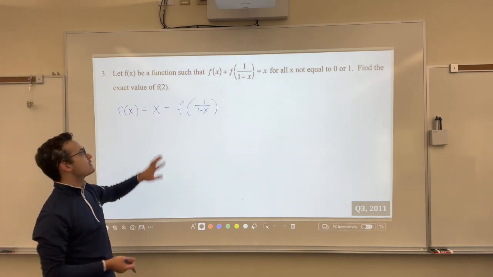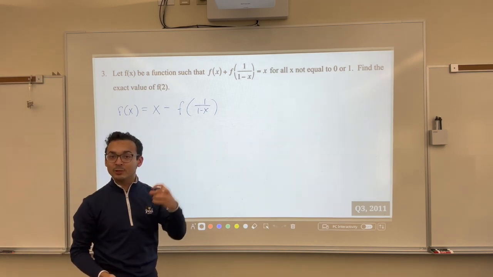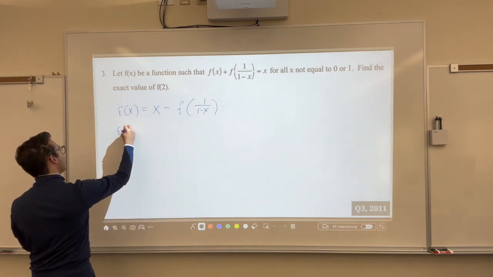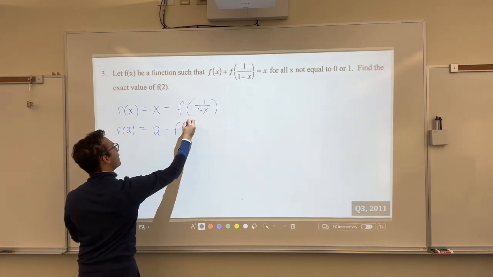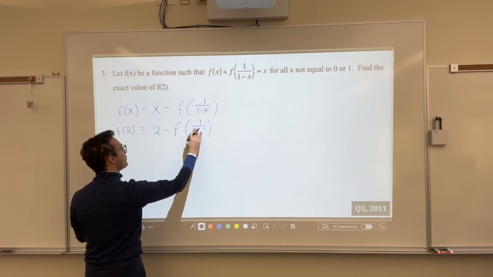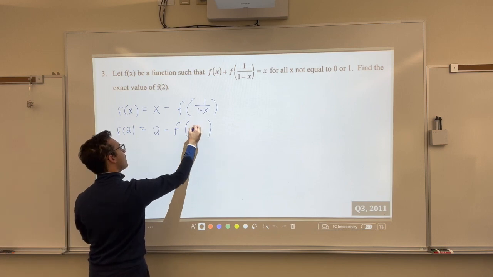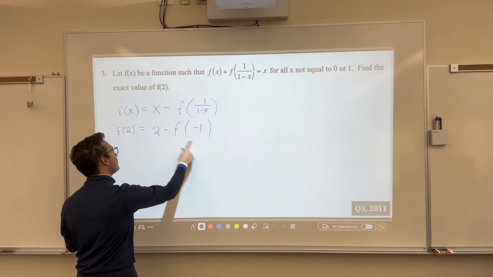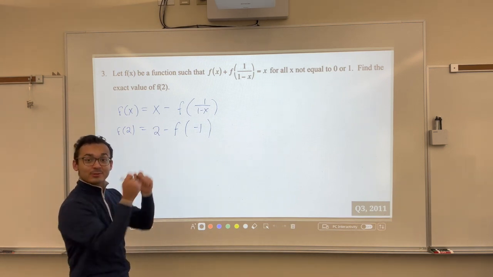Now it's not as easy as just plugging in f of 2 and getting our answer. We actually are going to create a loop, and you'll soon see what I mean by that. So if we plug in f of 2, we get 2 minus f of 1 over (1 minus 2). Now 1 minus 2 is negative 1, and 1 over negative 1 is negative 1. So we have f of 2 is equal to 2 minus f of negative 1. Well, what is f of negative 1?